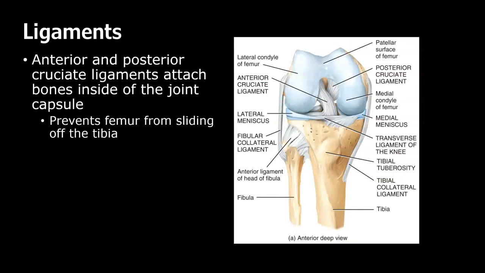Ligaments here are going to be both anterior and posterior that we looked at, those cruciate ligaments, and they attach the bone inside of the joint capsule. So we saw how they come across and they kind of crisscross almost in an X motion, and that's going to help to reinforce that stabilizing of those bones. This will prevent the femur from sliding off of the tibia.